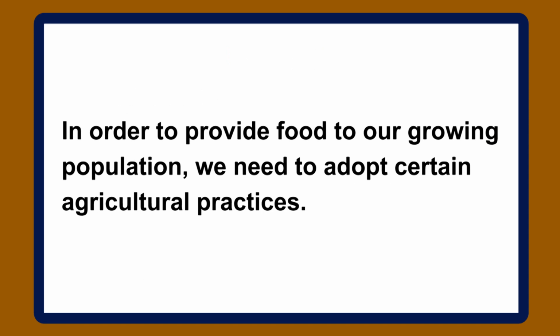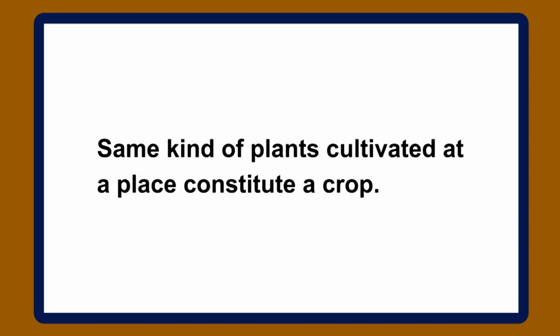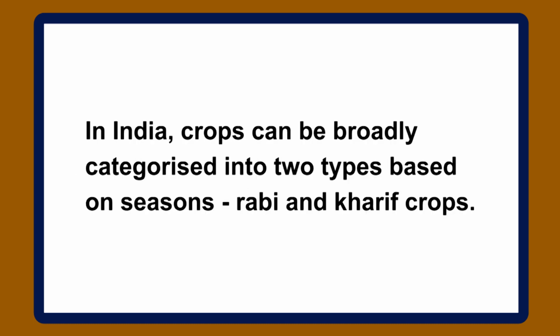In order to provide food to our growing population, we need to adapt certain agricultural practices. Same kind of plants cultivated at a place constitute a crop. In India, crops can be broadly categorized into two types based on a season, Rabi and Kharif crops.